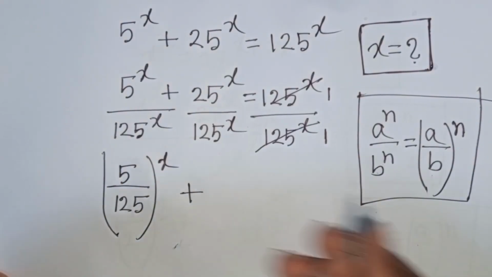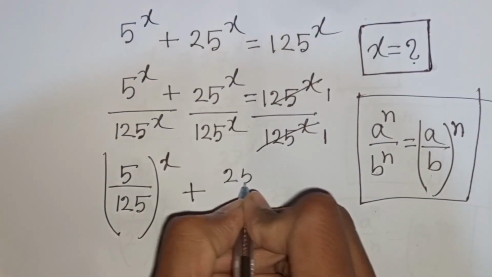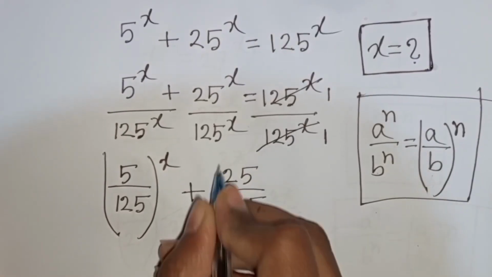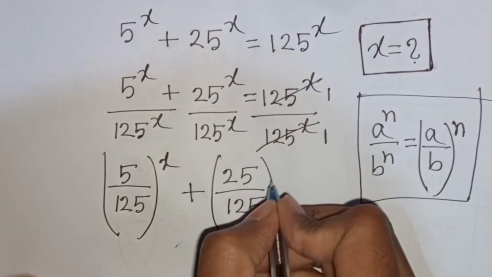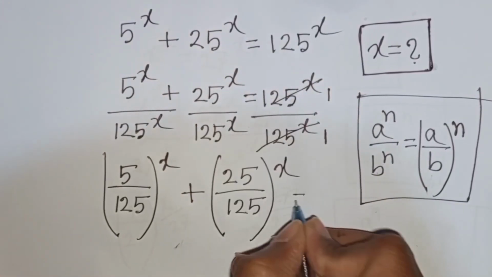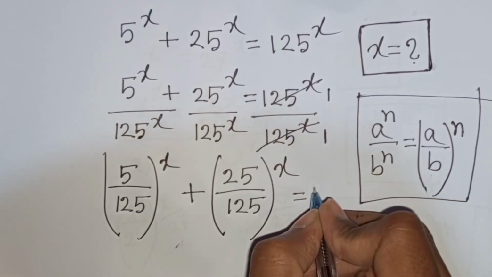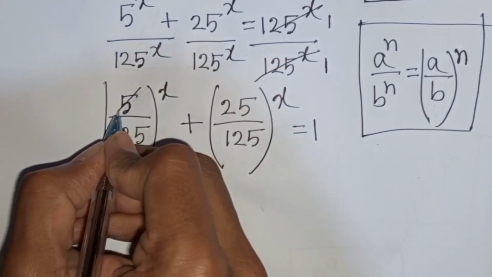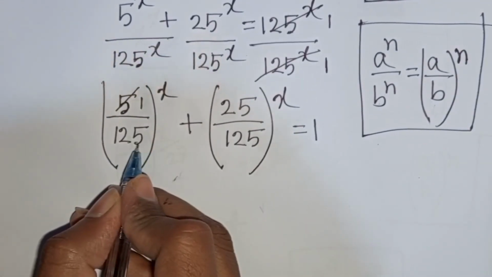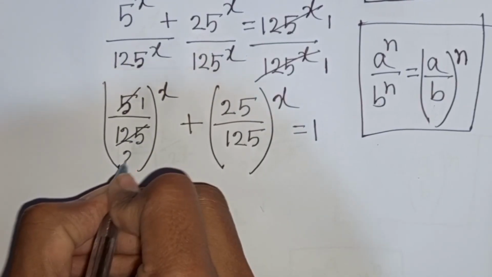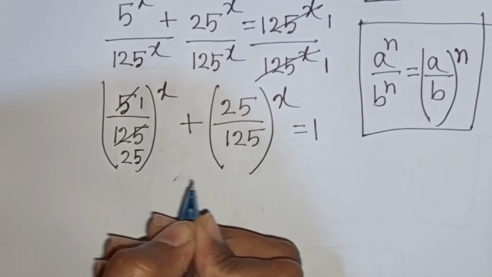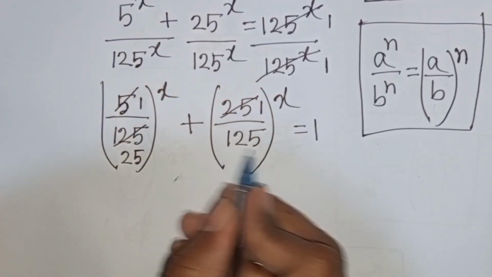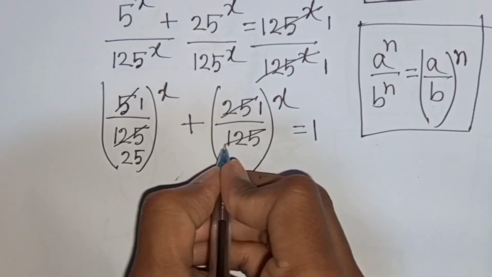So according to this formula, we can write here 25 over 125, then bracket common power x is equal to 1 divided by 1, that means it will be 1. Now 5 divided by 5, that means it will be 1. 125 divided by 5, that means it will be 25. Then here 25 divided by 25, that means it will be 1. 125 divided by 25, that means it will be 5.